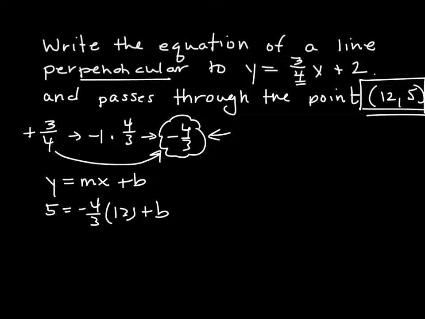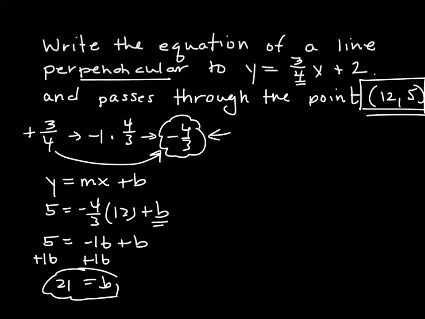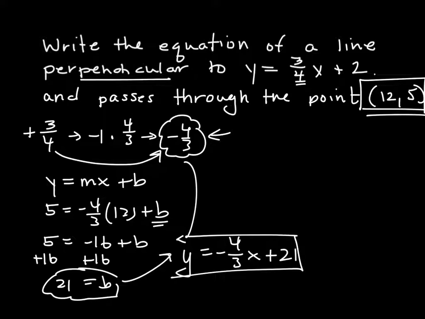Now, why is this important? Because I need to solve for the new b. That's what's going to separate me apart from my other equation. So I do -4/3 times 12, and I end up getting -16. So this is 5 equals -16 plus b. The last thing I will do is add 16 to both sides, and what I get is b equals 21. So now there you have it. I am done with my equation. I've got my b, I've got my slope. I bring these two into one equation, and I say y equals -4/3 x plus 21, and there's my equation, finito.